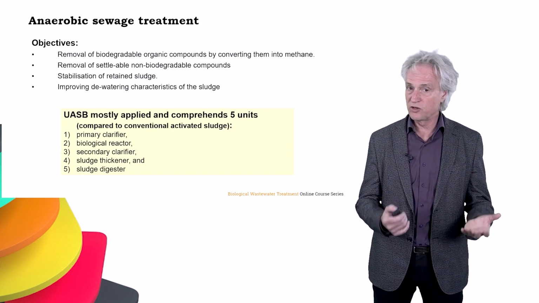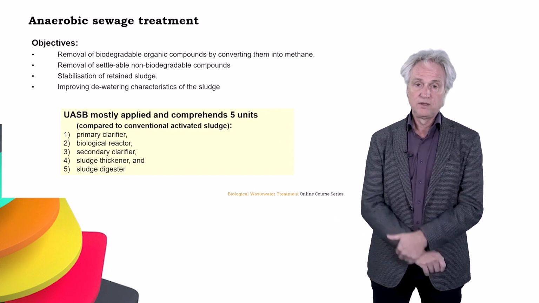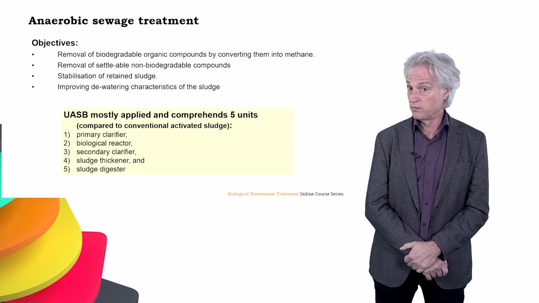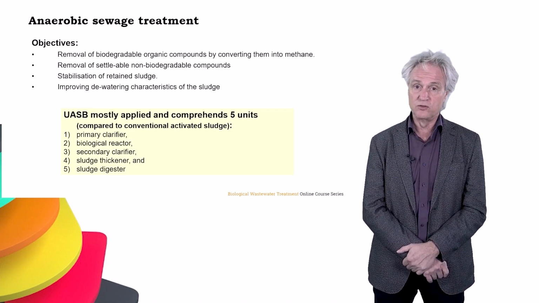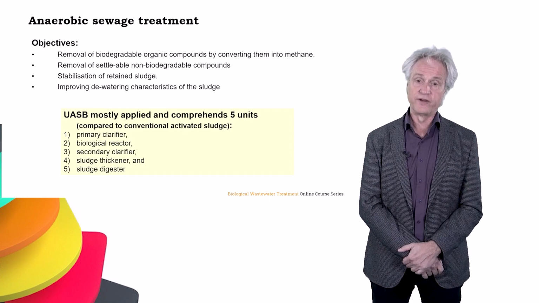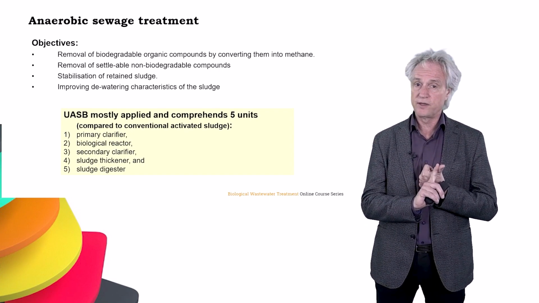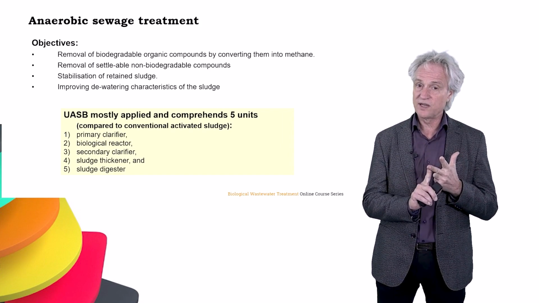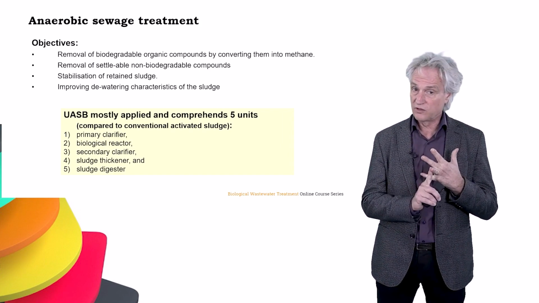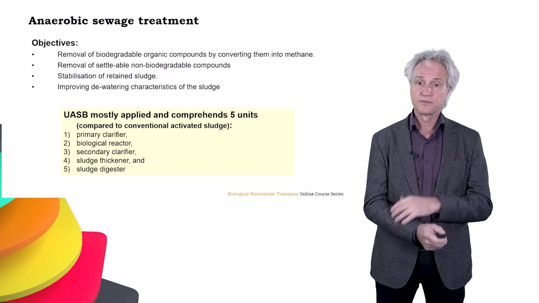An upflow anaerobic sludge blanket reactor is currently the most applied anaerobic reactor for municipal sewage treatment. And in fact it comprises these 5 units compared to the conventional activated sludge process. First, the primary clarifier; second, the biological reactor; third, a secondary clarifier; fourth, a sludge thickener; and fifth, a sludge digester.